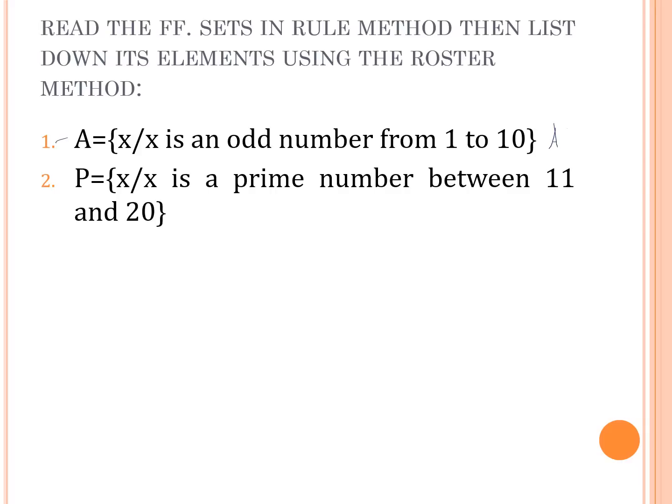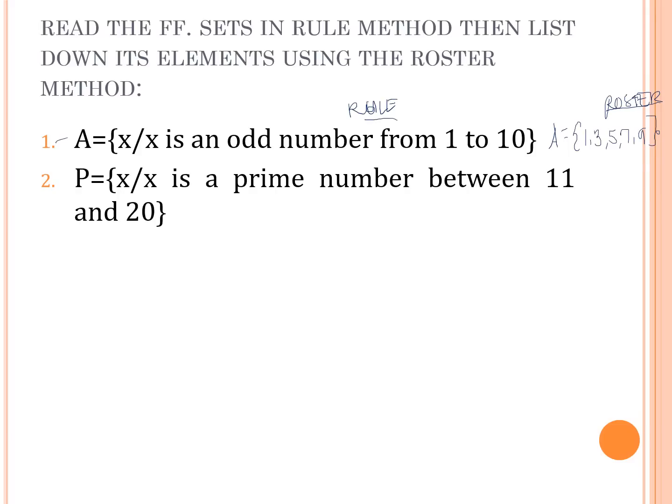First, I will rewrite the name of the set. So we have set A, and then odd numbers from 1 to 10. We have 1, followed by 3, followed by 5, 7, and then 9. This one is in rule, and these are in roster, or these are written using roster method.